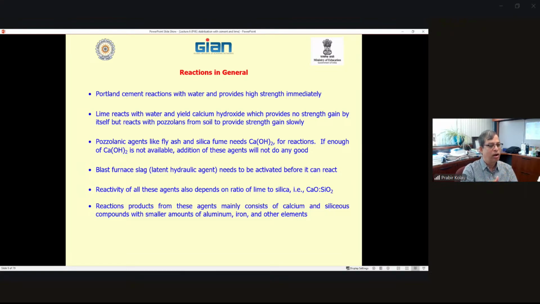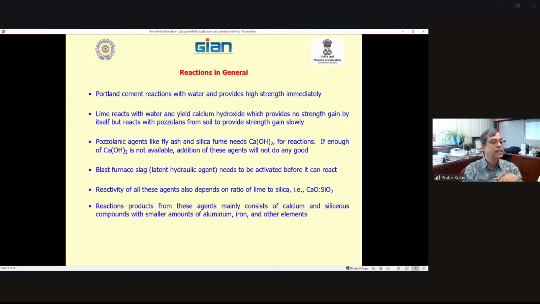Lime reacts with water, and again, it depends what type of lime you're using. If you use calcium hydroxide, it provides no strength gain itself, but reacts with pozzolanic material in the soil to provide strength gain slowly. Sometimes we have a pozzolanic material, for example fly ash, class A. This is a pozzolanic material, so you need to add a little bit of lime, then it is going to react. Pozzolanic agents like fly ash and silica fume need calcium hydroxide for the reaction. If enough calcium hydroxide is not available, the addition of this agent will not do any good.